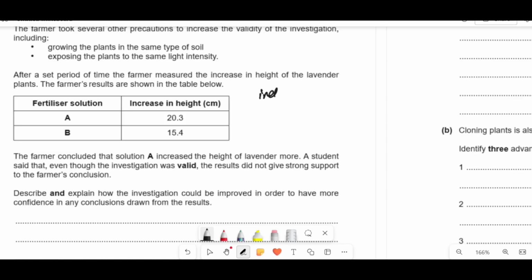So every single time, independent and dependent variables. The independent variable is whether it's A versus B for fertilizer, and the dependent variable is the increase in height. Cool. So we don't actually know what they start with or finish with. They just know that there's an increase in height.